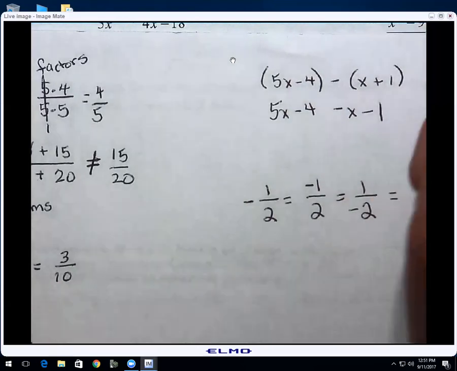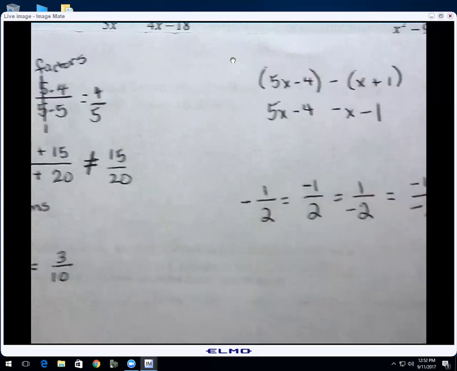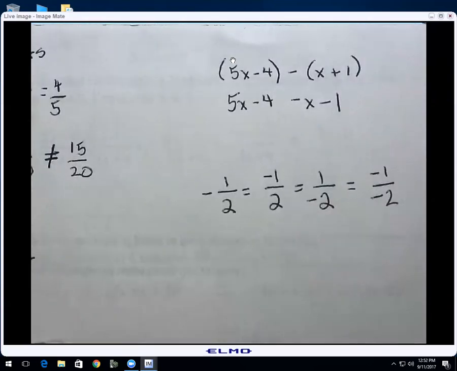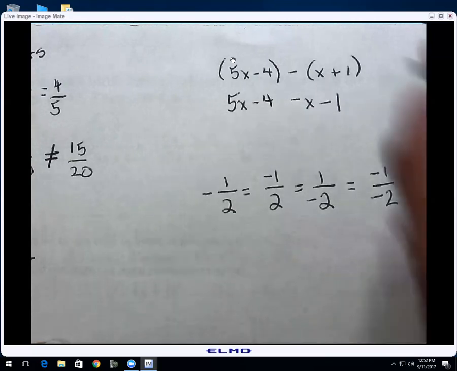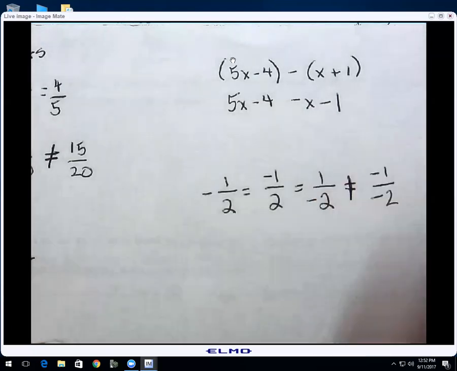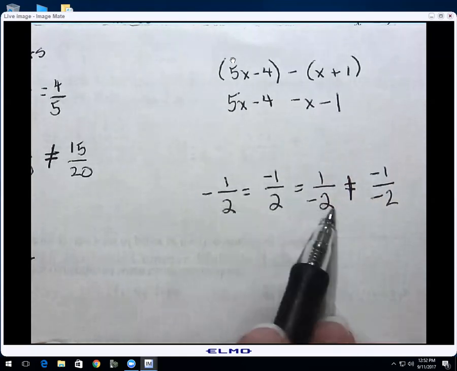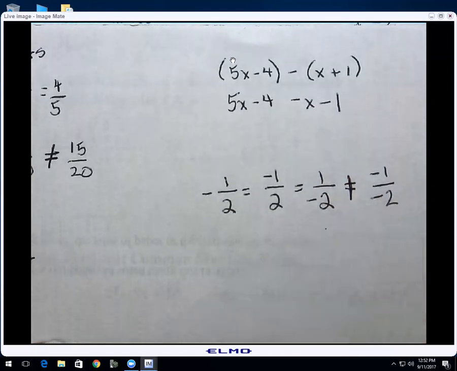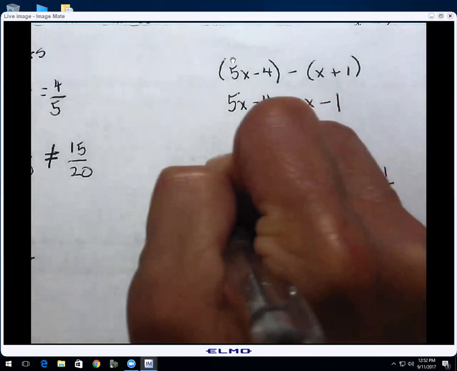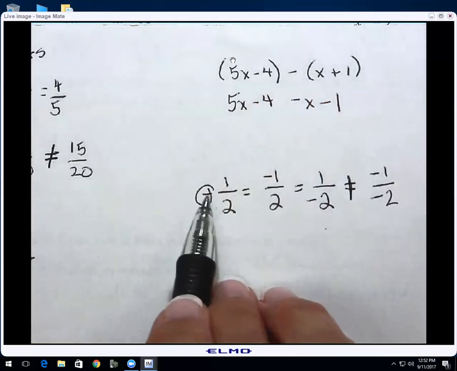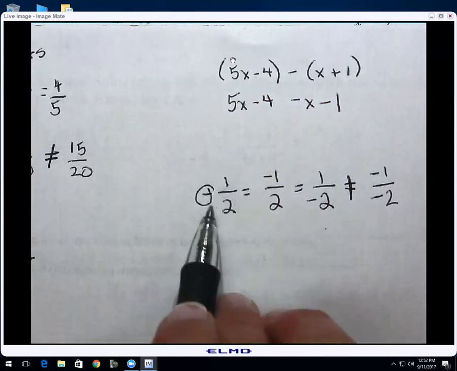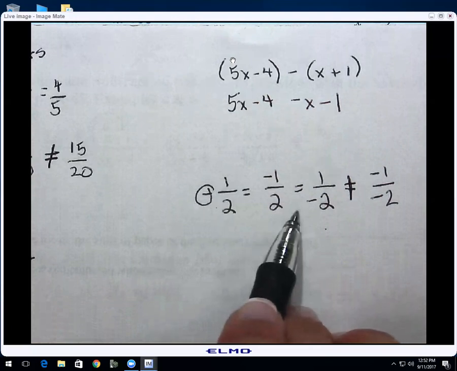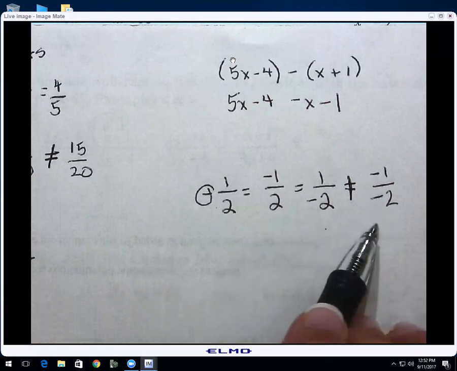Is this one the same as the other three? No, that's positive 0.5. So if you're writing that down, make sure you have a big old not equal to there. These three are all negative 0.5, but that one's positive 0.5. The moral to that story is, if you have a negative in front of a fraction, you can either put it in the numerator or you can put it in the denominator, but you can't put it in both.